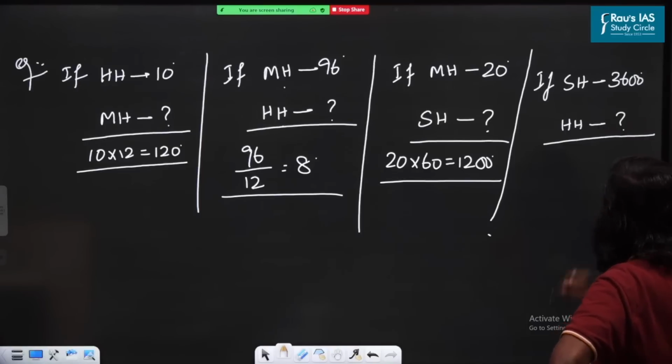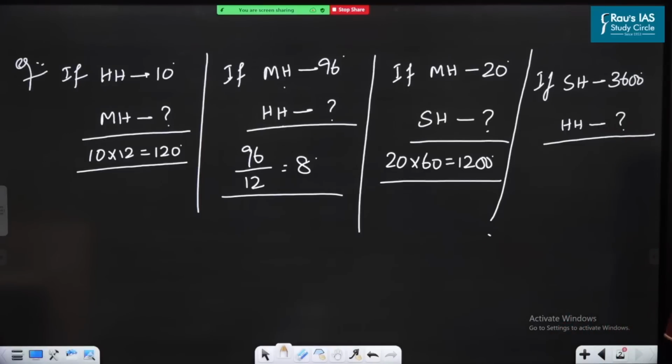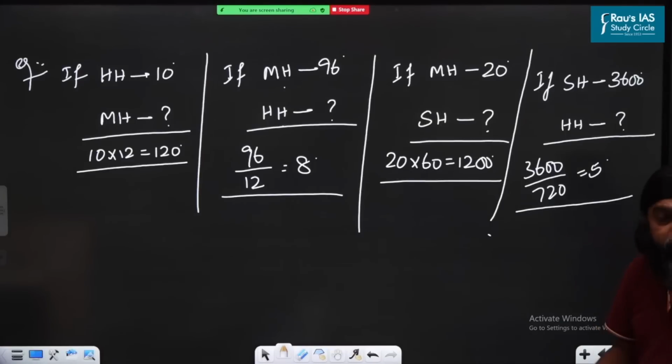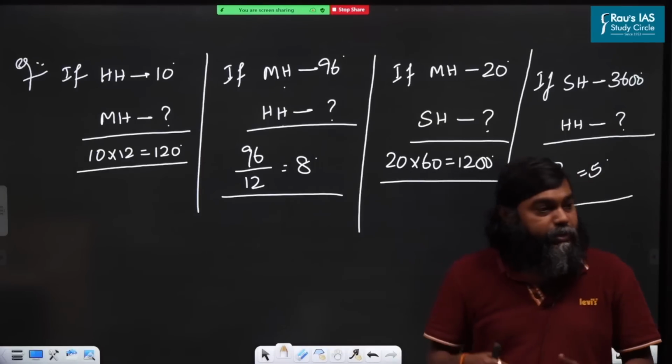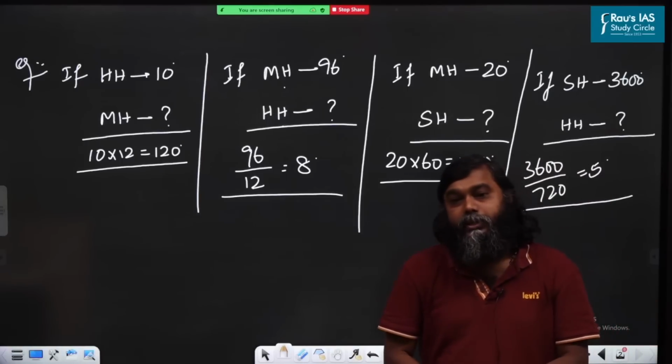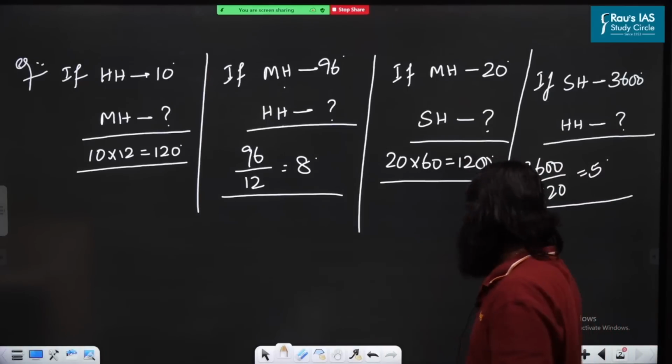What is the relationship between second hand and hour hand? 720 times. Compared to second hand, hour hand is faster or slower? Slower means divide or multiply? Divided by 720. That means what will you get? 5 degrees. Now you understand the meaning of faster hand is asked to multiply, slower hand is asked to divide. Are all understood? Right, okay. Next.